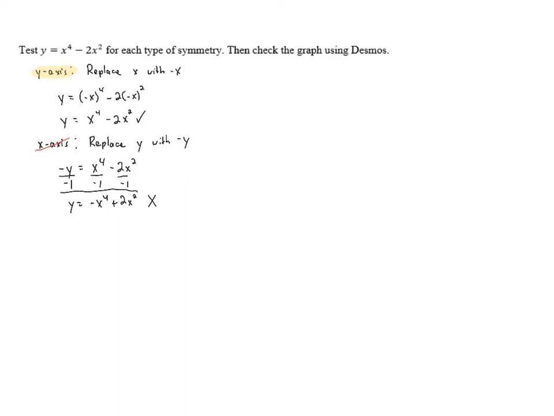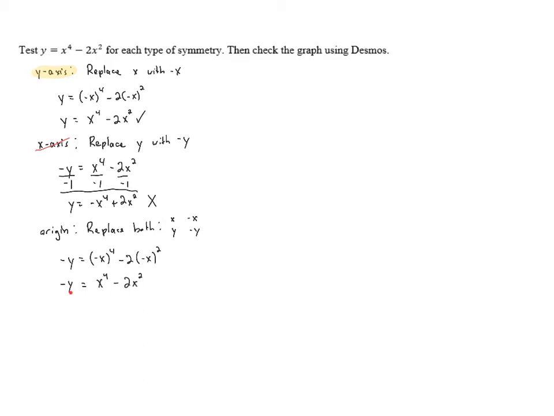Now, the third type of symmetry we need to test is with respect to the origin. And the test here is to replace both. Specifically, we replace x with negative x and y with negative y. When we do that, that gives us negative y equals negative x to the fourth minus 2 times negative x squared. Now, we've already seen this right-hand side before. We know that the negatives inside the parentheses go away, and so we've got x to the fourth minus 2x squared, and we've got negative y on the left.